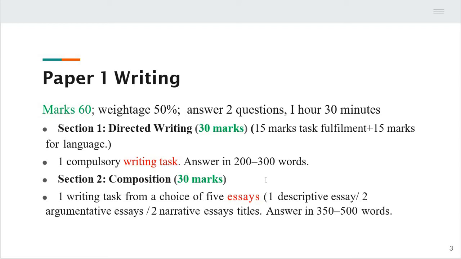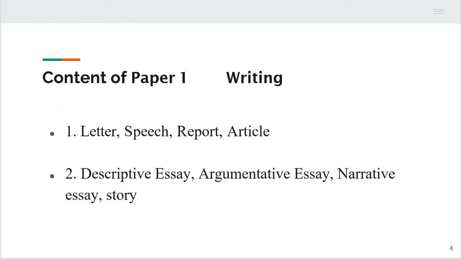The second section is called composition, 30 marks. One writing task from a choice of 5 essays: one descriptive essay, two argumentative essays, two narrative essay titles, and the answer should be written in 350 to 500 words, and students should follow the upper limit of 500 words. Content of Paper 1 writing: there would be a letter, speech, report, article, and the second question will cover a descriptive essay, argumentative essay, narrative essay, or story.